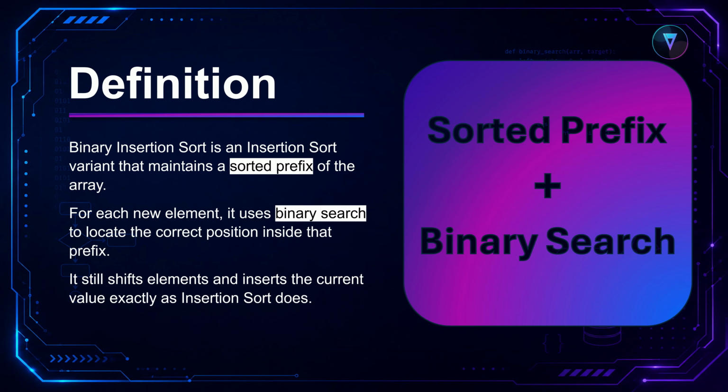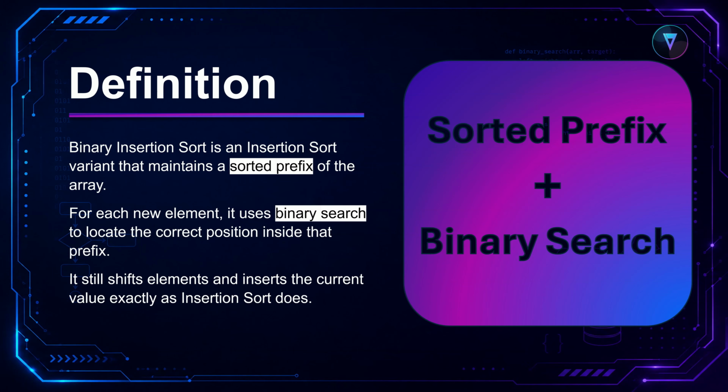And what happens after finding that position? The larger elements shift one place to the right, and the current element is inserted into the gap. So it's essentially a sorted prefix combined with binary search. Exactly. So we can conclude that binary insertion sort is a clever variation of standard insertion sort.